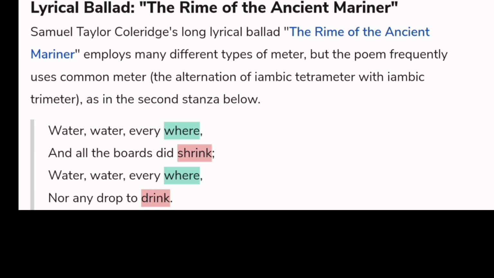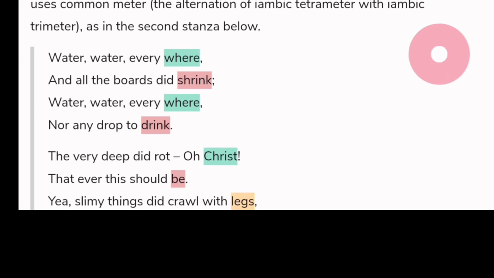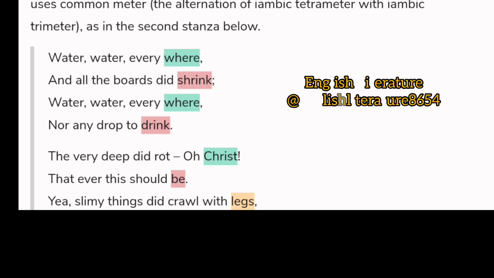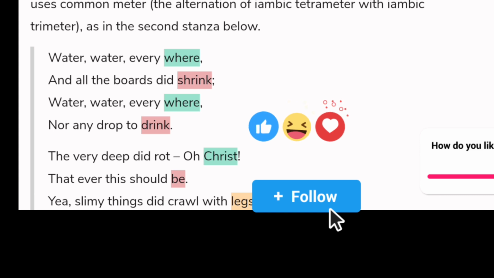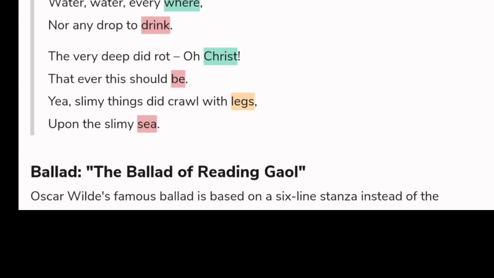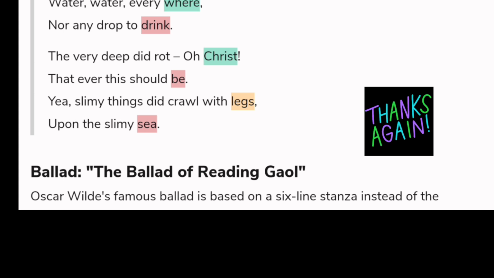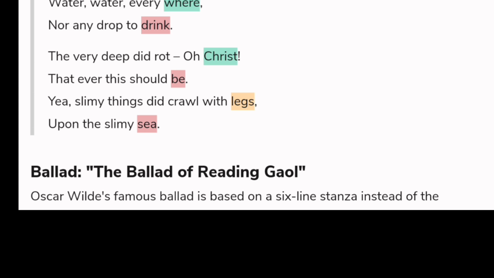Water, water, everywhere, and all the boards did shrink. Water, water, everywhere, nor any drop to drink. The very deep did rot, O Christ, that ever this should be! Yea, slimy things did crawl with legs upon the slimy sea.